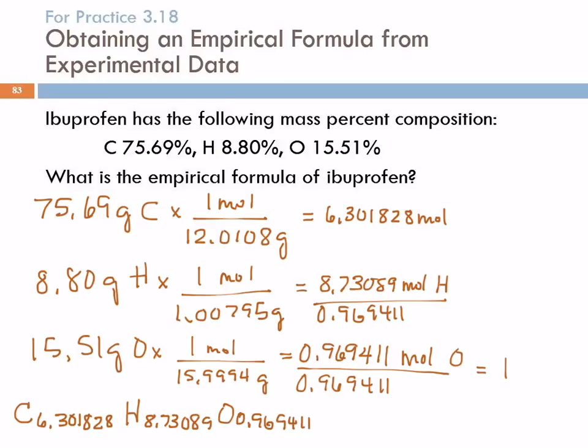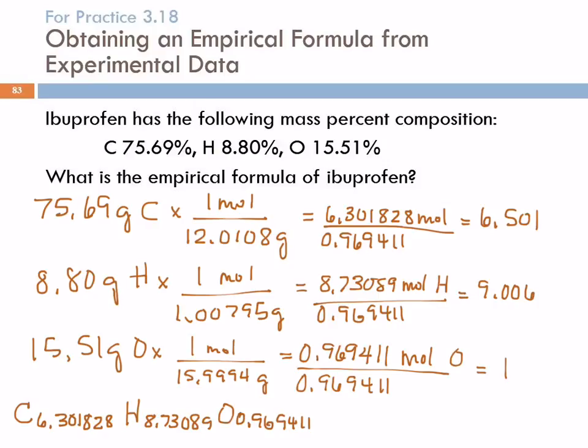And this one's going to be, let's see, 8.73089 divided by 0.969411. So this one comes out to be 9.006. That's looking good. We could round that. And then let's look at this one. Divide by 0.969411. And this one comes out to be 6.501.